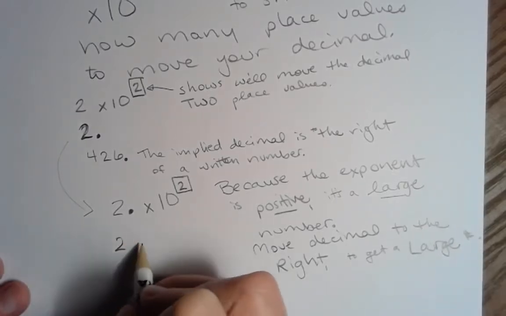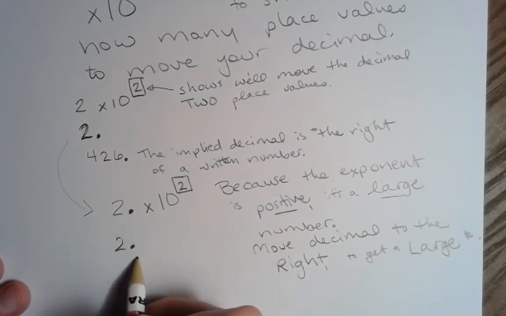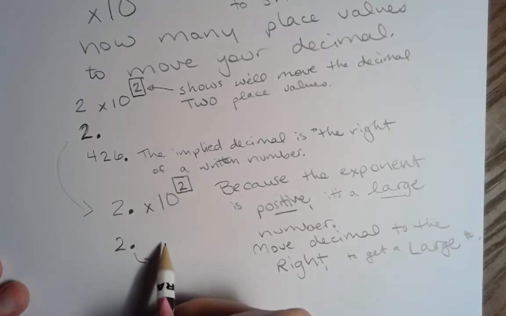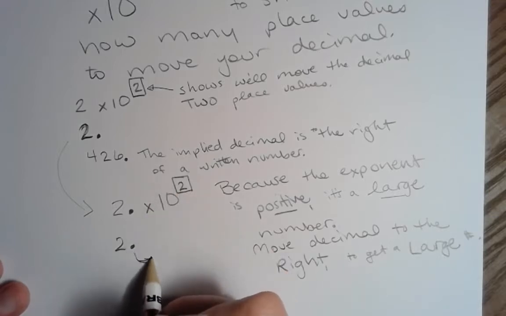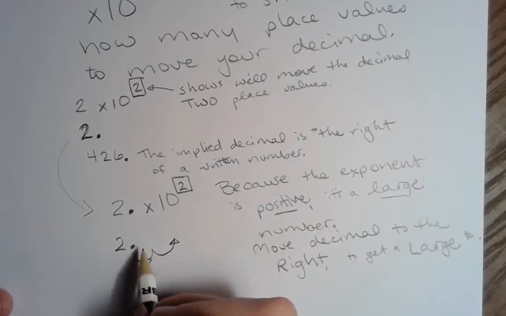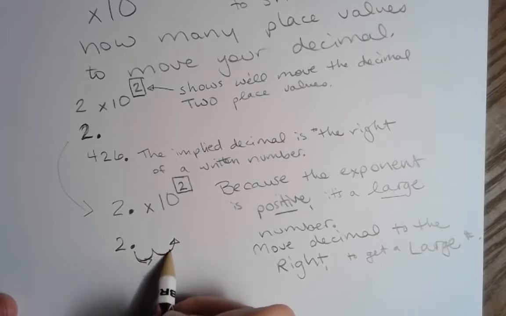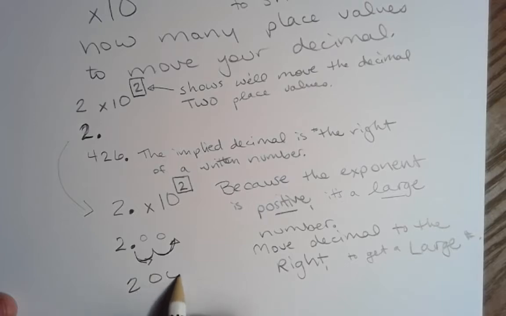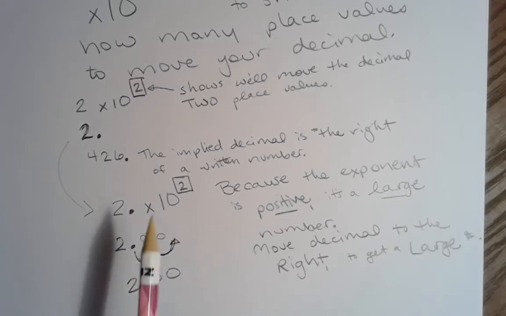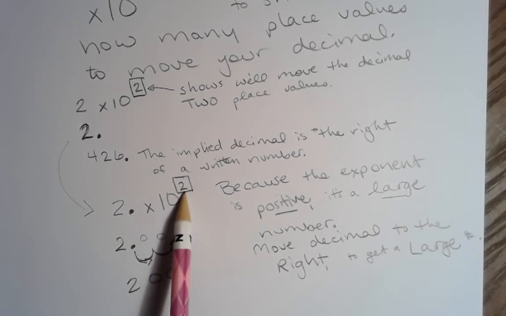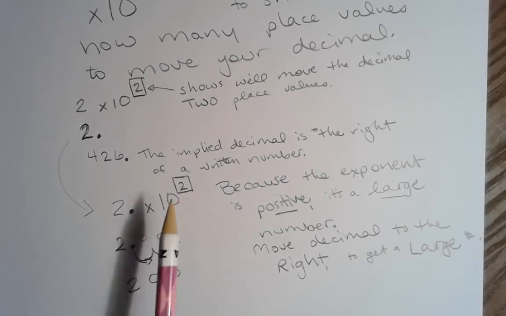Okay, there's our implied decimal. We're going to move it to the right because it's positive. We're going to move it 2 place values because it's a 2. 1, 2. Each time that you move your decimal, fill in with zeros. We moved our decimal 2 place values because of this little 2. We moved it to the right to make a big number because it's a positive exponent of 10.